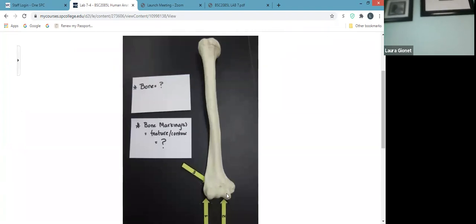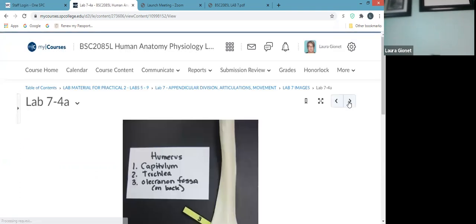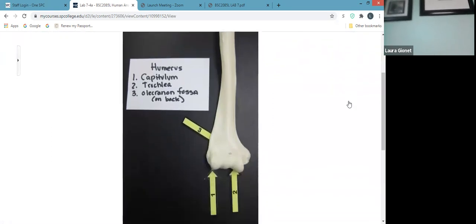So the two smooth, even though they're bumps on bone, they're smooth, right? They're extensions of the bone, but they're smooth. So they form articulations, one with the radius and two with the ulna. So two is the trochlea, one is the capitulum, and then we wrap around to the backside, the indented region, and that's the Olecranon Fossa. All right, so we have capitulum, trochlea, Olecranon Fossa on the back.